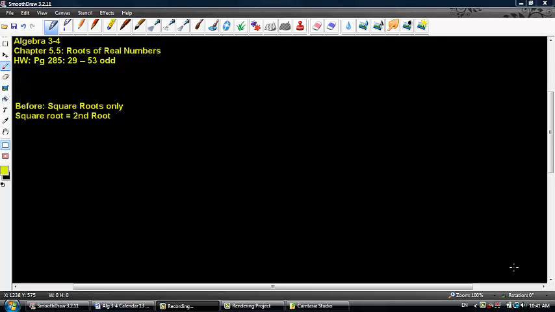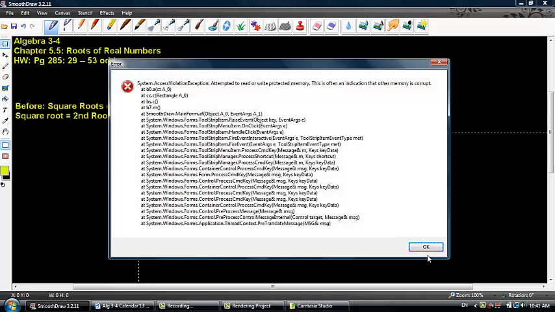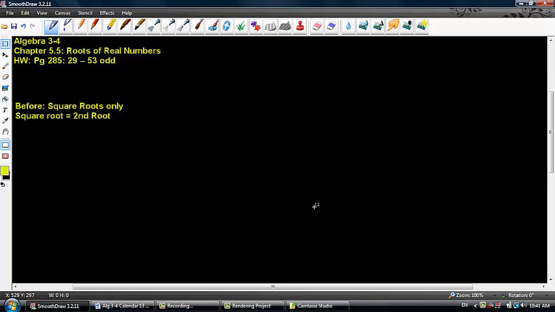Alright, chapter 5.5 is taking the roots of real numbers. Now, up until now, in Algebra 1, you've been doing a lot of square roots. In fact, that's the only thing you've been doing is square roots. And so what you've got to understand is that taking square roots is taking the second root of a number.